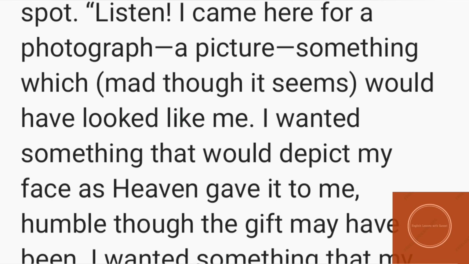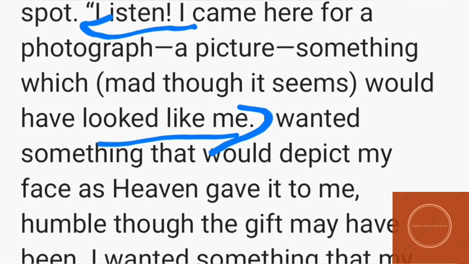Now let's read this amazing piece of lines that are there, in which the man that is there, he's going to give a perfect reply to the photographer because of the behavior that he had done with him. Listen, I came here for a photograph, a picture, something which, mad though it seems, would have looked like me. Now he's saying that I came here to get a picture which just looked like me, which was his real self, the self that he was having in the human world.